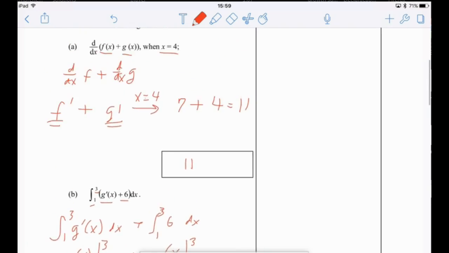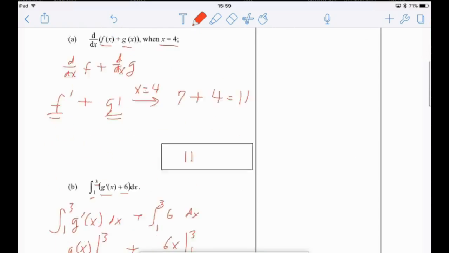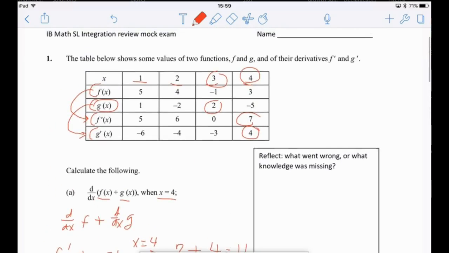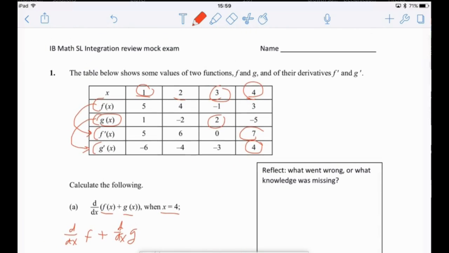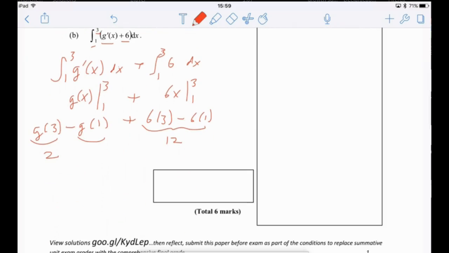g of 3, if we look up here, g when x equals 3 is 2. So we'll put here 2. g of 1, g when x equals 1 is 1. So now we can put here 1. So we have 2 minus 1 plus 12, which is equal to 1 plus 12, which is 13. Okay.